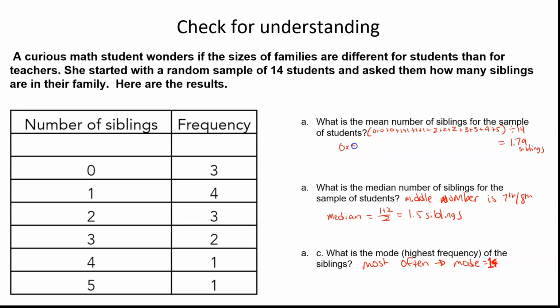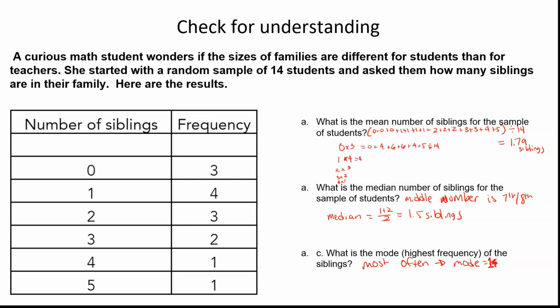So 0 times 3, that's going to give me 0. And I'm going to add to that 1 times 4, which is 4. And 2 times 3, and then 3 times 2, 4 times 1, and so on and so forth. And that's going to give me plus 6, plus 6, plus 4, plus 5. And that is going to be divided by 14, which is the total sample size, right? It was told to us. But you can also count the frequency. And that's going to give us 1.79 siblings.